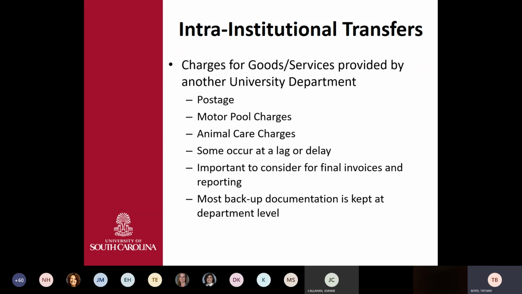And most of that backup documentation is kept at the department level. So if you have invoices or sponsors that are requiring detail-level backup, this is information that your PAA would have to come to you for and coordinate to get from you at the department level.